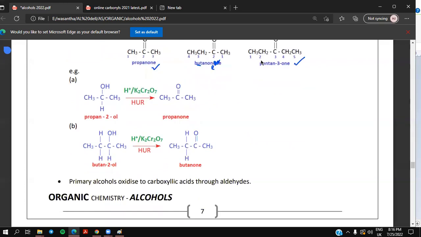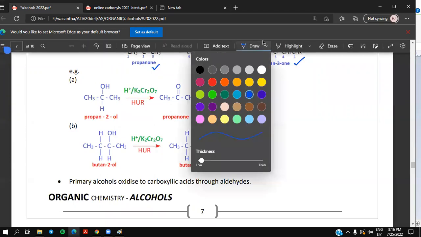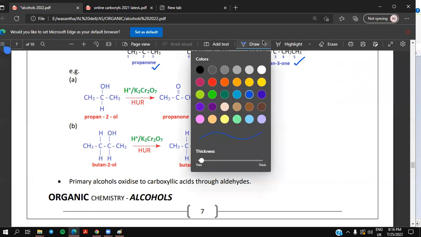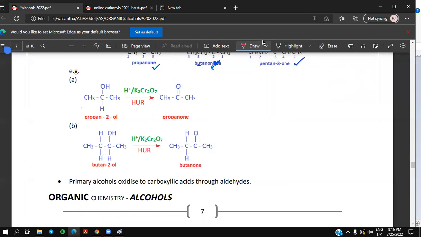See this example. In A, we have an alcohol. Always remember the type of alcohol given to you. This is the alpha carbon. It is attached to 2 carbon atoms. So this is a secondary alcohol. Secondary alcohols go to, I said, ketones. Okay. Propanone has been formed. It's a secondary alcohol giving a ketone.